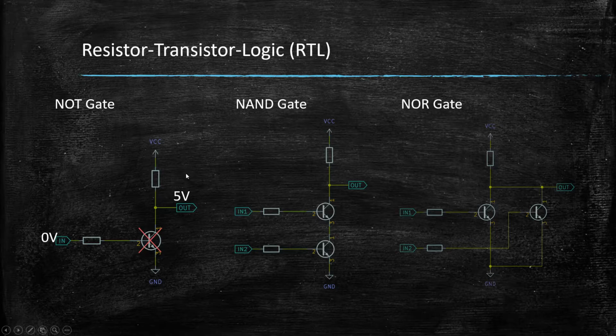So let's have a look at what happens when we put 5 volts on the input here, which is a logic high. In that case, current will flow here over our base current limiting resistor into the base of the transistor and down to ground. And that means that our transistor will start conducting between its collector and emitter, because that's how a transistor works. If current flows into the base, the current that flows between collector and emitter is basically just an amplified version of the base current.